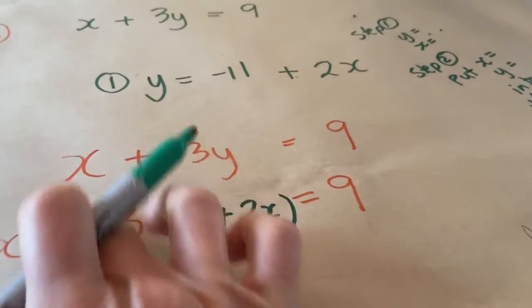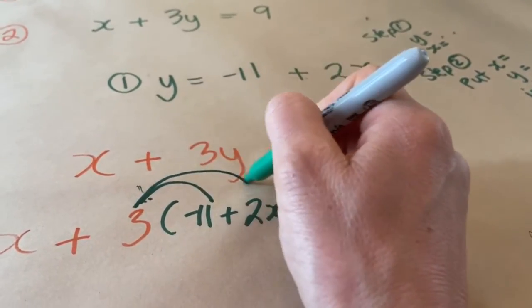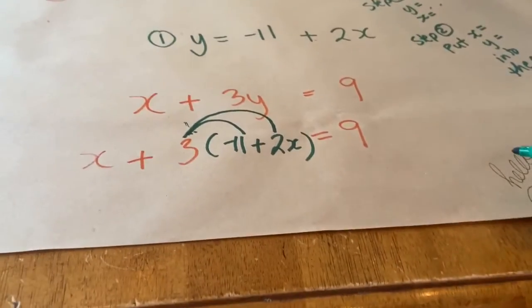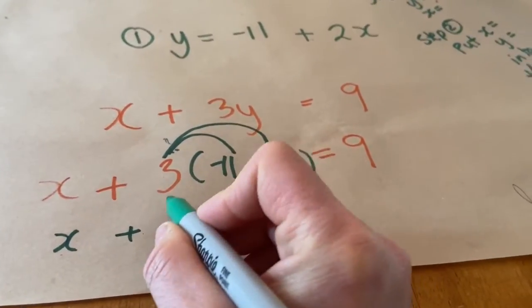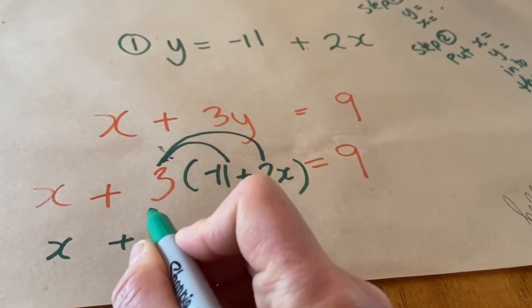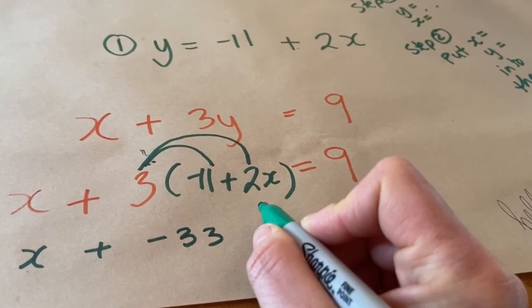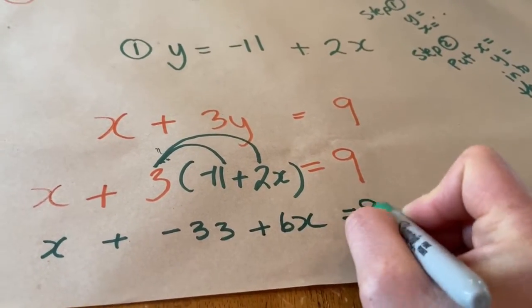Just don't forget to put the brackets because you need to multiply the first part by 3 and the second part by 3. So I have x plus 3 times negative 11 gives me negative 33. 3 times plus 2x gives me plus 6x is equal to 9.